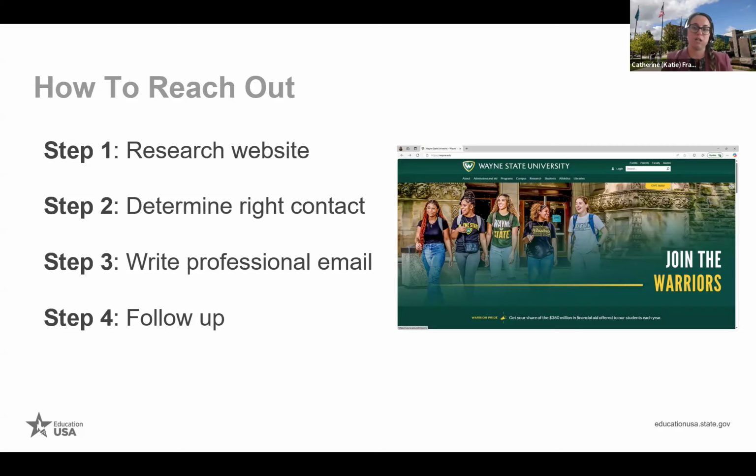And then step four is just a follow up. So if you don't receive a response, that's typical. A lot of admissions offices and higher ed staff in general are very busy people. I know that I don't always get to an email right away just because I have a lot of things going on, and a lot of higher ed professionals have many hats. They have many different tasks and projects going on all at once. So we will get back to you, but usually within a week, you can send a polite follow-up email if you haven't heard from them yet.